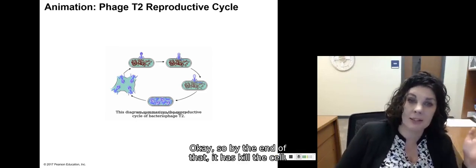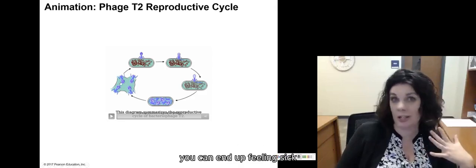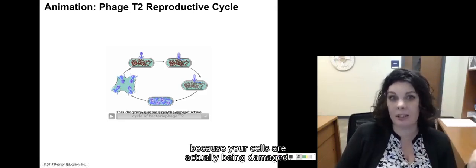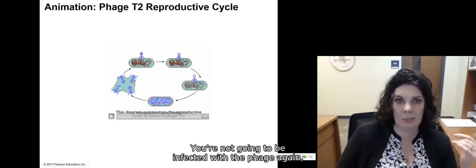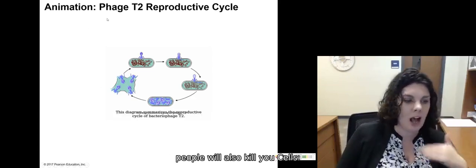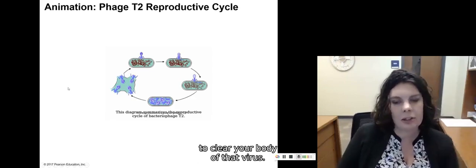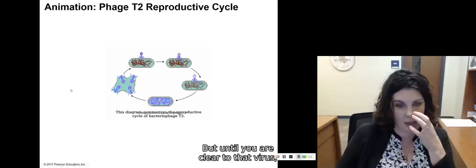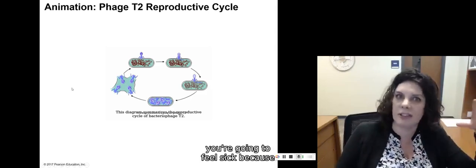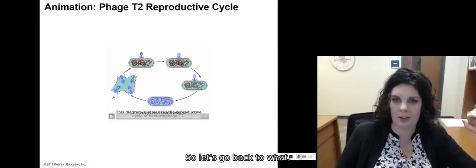Okay, so by the end of that, it has killed a cell. That's why, if you get an infection with a virus, you can end up feeling sick, because your cells are actually being damaged. You're not going to be infected with a phage, but the viruses that infect people will also kill your cells. You'll end up with an immune response to clear your body of that virus, but until you are cleared of that virus, you're going to feel sick because your cells are being harmed.